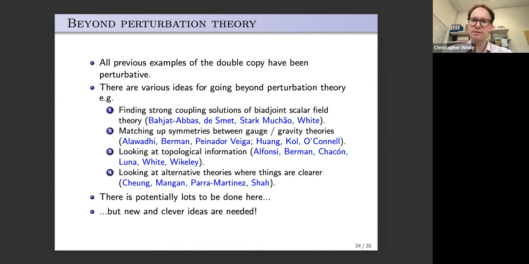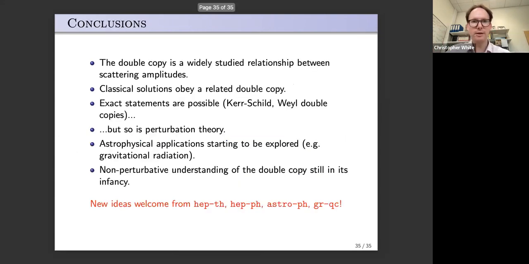So if you go to 2 dimensions, there are certain exotic theories where the double copy is manifest at the level of the Lagrangian. If you look at the self-dual sector in Yang-Mills and gravity, the same is true, and so on. So there we get a really nice understanding of BCJ duality and how that relates to classical fields and so on. So what I would say is there's potentially lots to be done here, but new and clever ideas are needed. And this is very much still a field where, certainly on the non-perturbative side, not a lot has been done. So people coming in with a fresh pair of eyes can really have some new ideas. So if anyone ever wants to get in touch to discuss possible things, then please do.